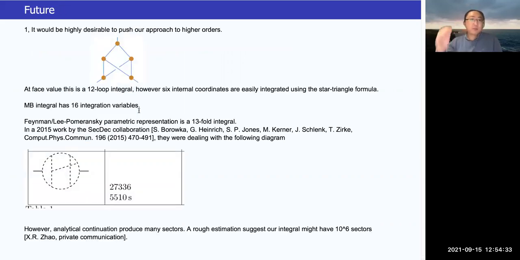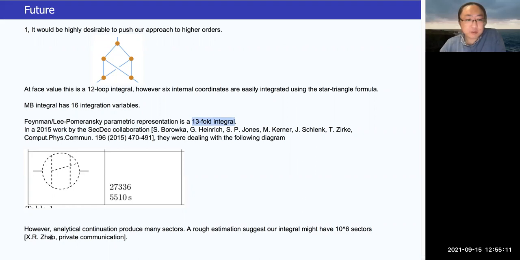So let's talk a little bit about the future. It would be highly desirable to push it to higher orders to check whether it gives you a better answer or not. But at face value, this is very complicated. It's a 12-loop integration. Six of them can be integrated using the star-triangle formula. On the other hand, we actually derived the Mellin-Barnes representation, and we realized that you have 16 integration variables. This is a bit crazy, in fact. But you can use the Feynman or Lee-Pomeransky representation. It contains fewer integrals.